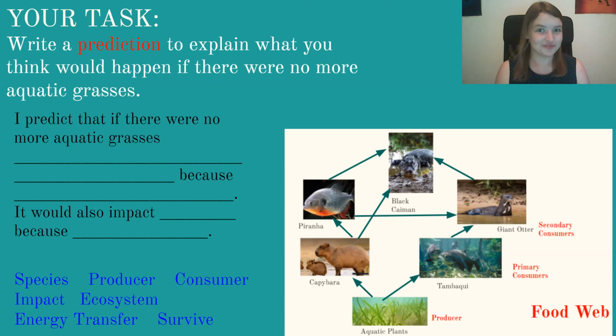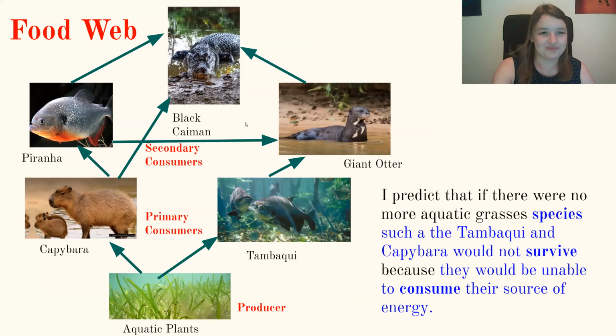How did you get on? Have you used some of the science language in your prediction? Have a quick look. Perhaps you could underline them in your sentence. Great. I had a prediction myself. So, I predict that if there were no more aquatic grasses, species such as the tambaqui and capybara would not survive because they would be unable to consume their source of energy. How does that compare to yours?